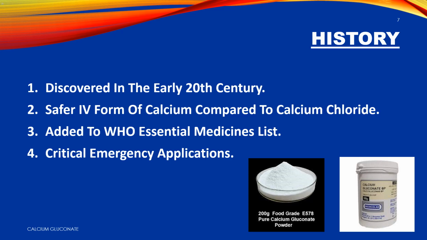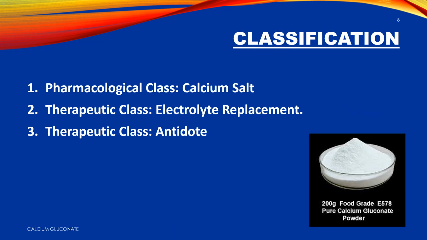Or critical emergency applications. Its inclusion on the WHO list highlights its vital role in treating life-threatening conditions such as hypocalcemia, hyperkalemia, and magnesium toxicity. Classification of calcium gluconate. 1. Pharmacological class. Calcium salt. Calcium gluconate belongs to the class of medications known as calcium salts, which are used to supplement or restore calcium levels in the body.